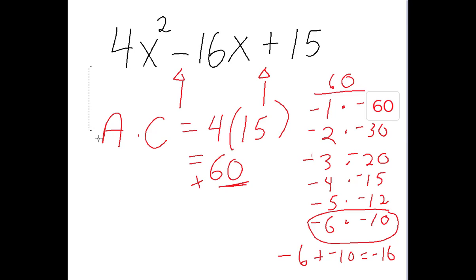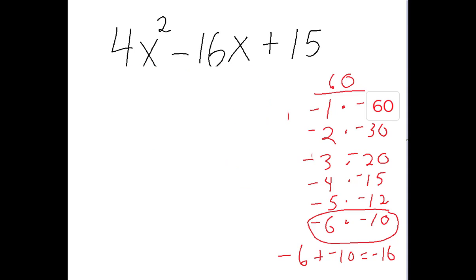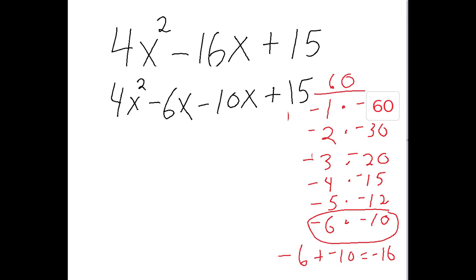So remember what we do next. We take these numbers we just found and we split our B term. So we've got 4x squared minus 6x minus 10x plus 15. And it doesn't matter what order you put in the negative 6x and the negative 10x. It can be in either order. And it should work fine either way.